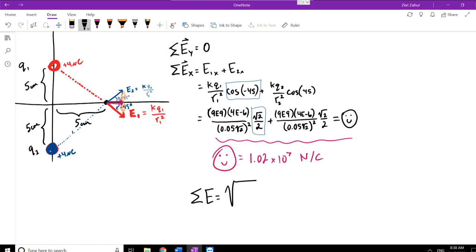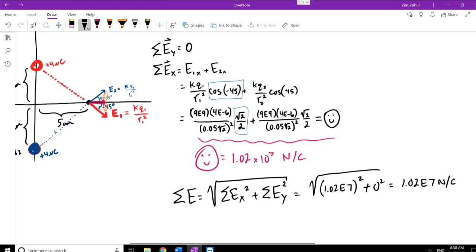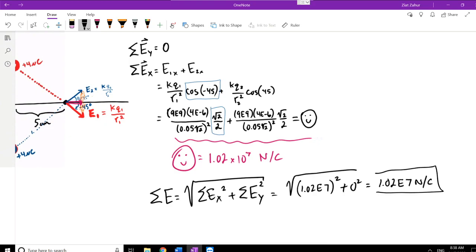which is the square root of Ex squared plus Ey squared, the Pythagorean theorem here. So that would just be 1.02 times 10 to the 7th squared plus 0 squared, and that essentially gives you the same answer. 1.02 times 10 to the 7th newtons per coulomb. And that is our final answer with nice 3 sig figs.